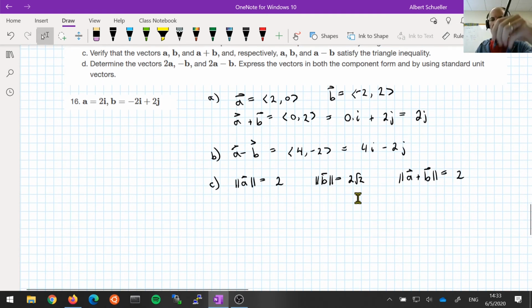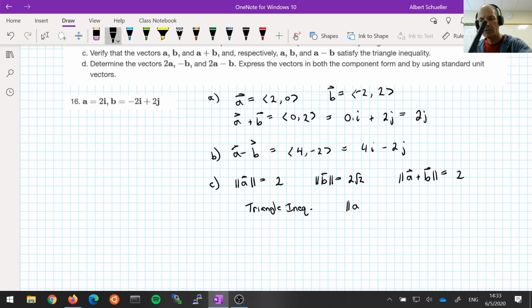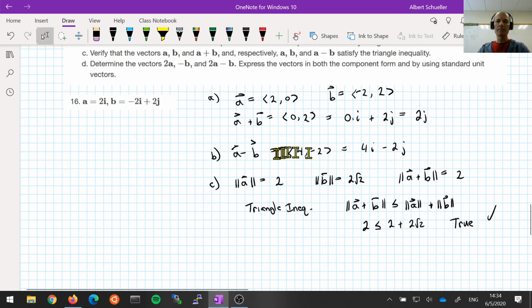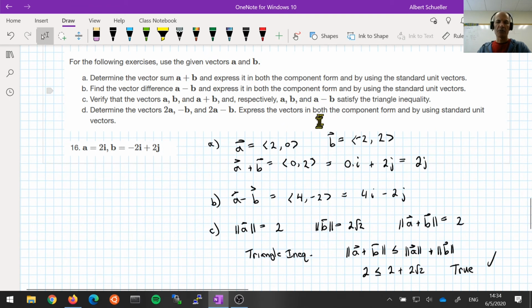Now if things are working properly, from the triangle inequality, we should have that the magnitude of A plus B is less than or equal to the magnitude of A plus the magnitude of B. So let's see if that's indeed the case. We see that the magnitude of A plus B is 2, the magnitude of A is 2, and the magnitude of B is 2 root 2, and that's certainly true. This is true, so the triangle inequality gets a big check mark. I'll let you figure out the A minus B part of that one.